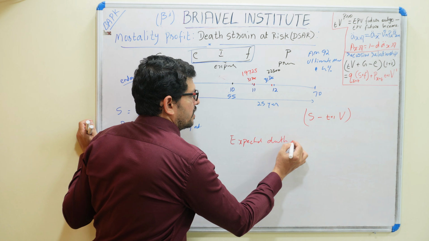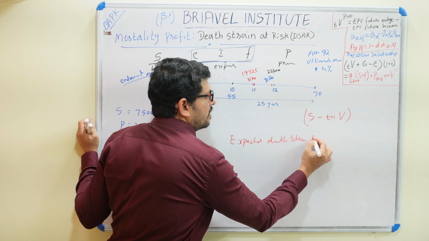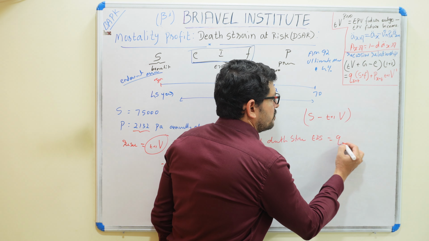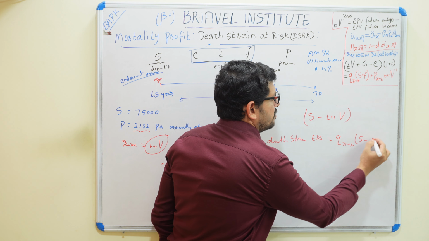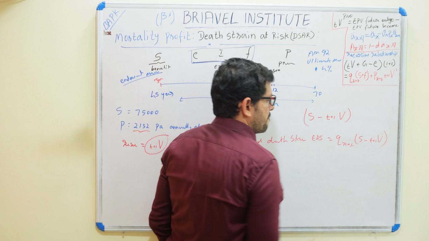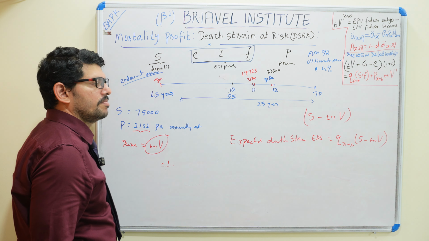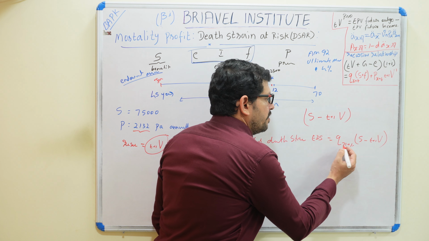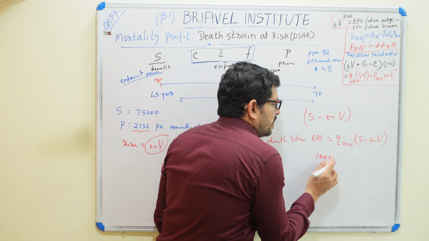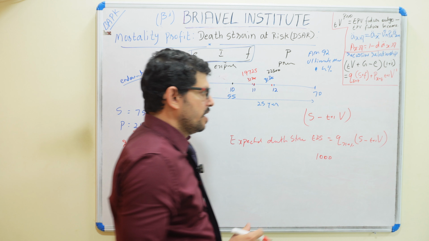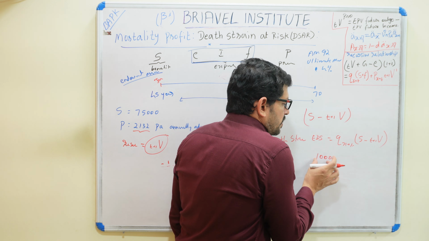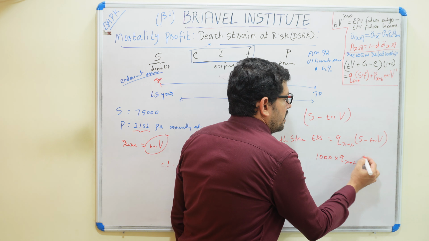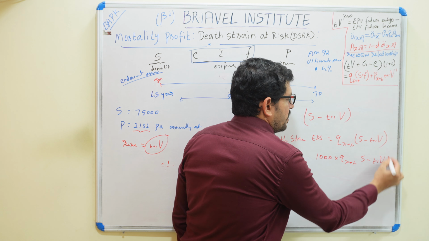Expected death strain is represented as EDS. EDS is written as q(x+t) times (S minus t+1 V), the same formula. If the number of policies is higher, I have to multiply by the number of policies. If I have 1,000 policies issued, I multiply 1,000 by q(x+t) and (S minus t+1 V).